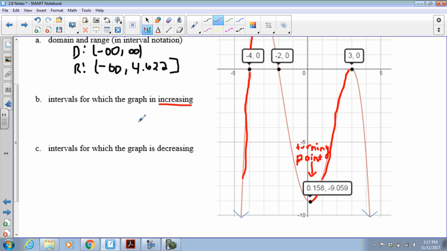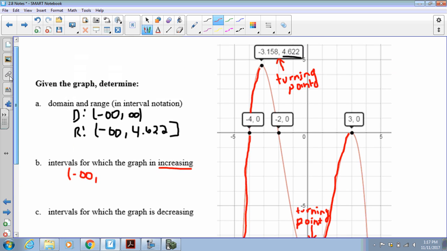Okay, so for increasing, we start from negative infinity. And we stop at our first turning point. Now remember, we're using the x values here. So we stop at negative 3.158. Now because this point is neither increasing nor decreasing, we cannot include that x value, because it's our turning point, or really our local max.